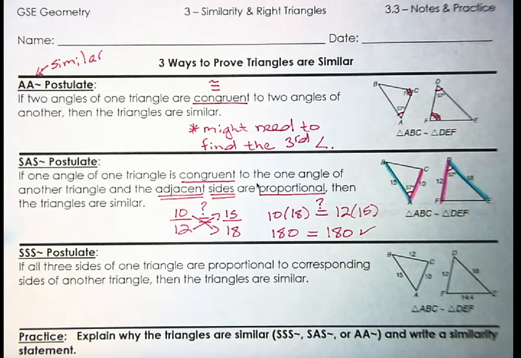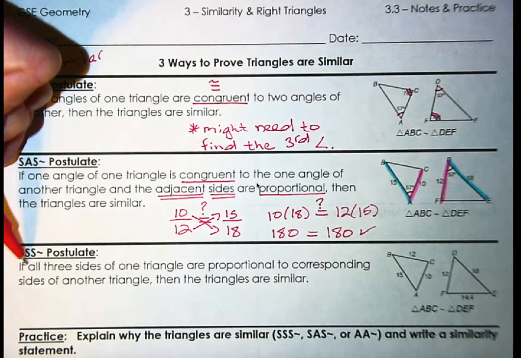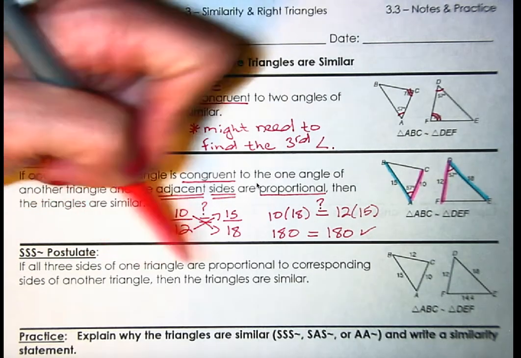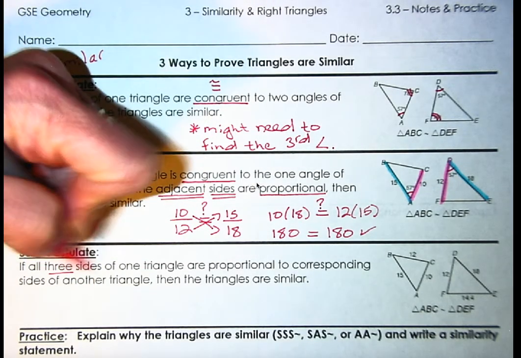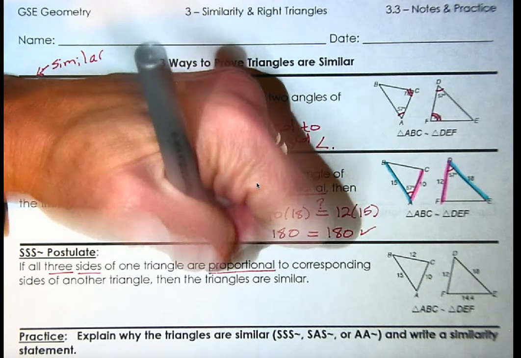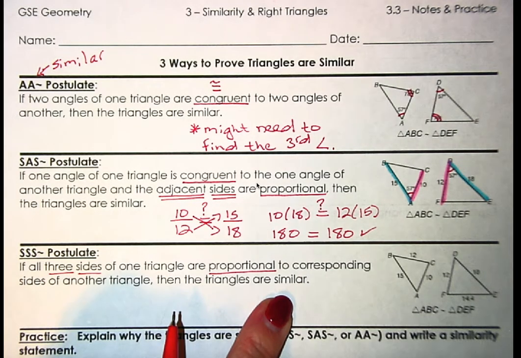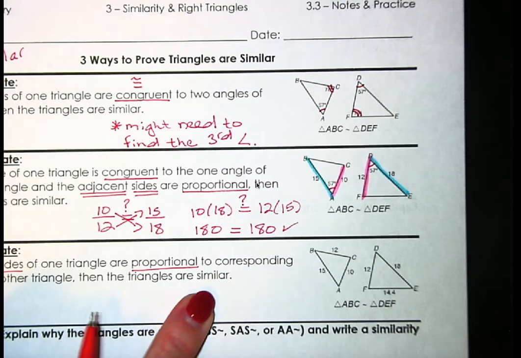So my side, side, side similarity postulate says that if all three sides of one triangle are proportional to the corresponding sides of another triangle, then the triangles are similar. So I like to color code these as well.